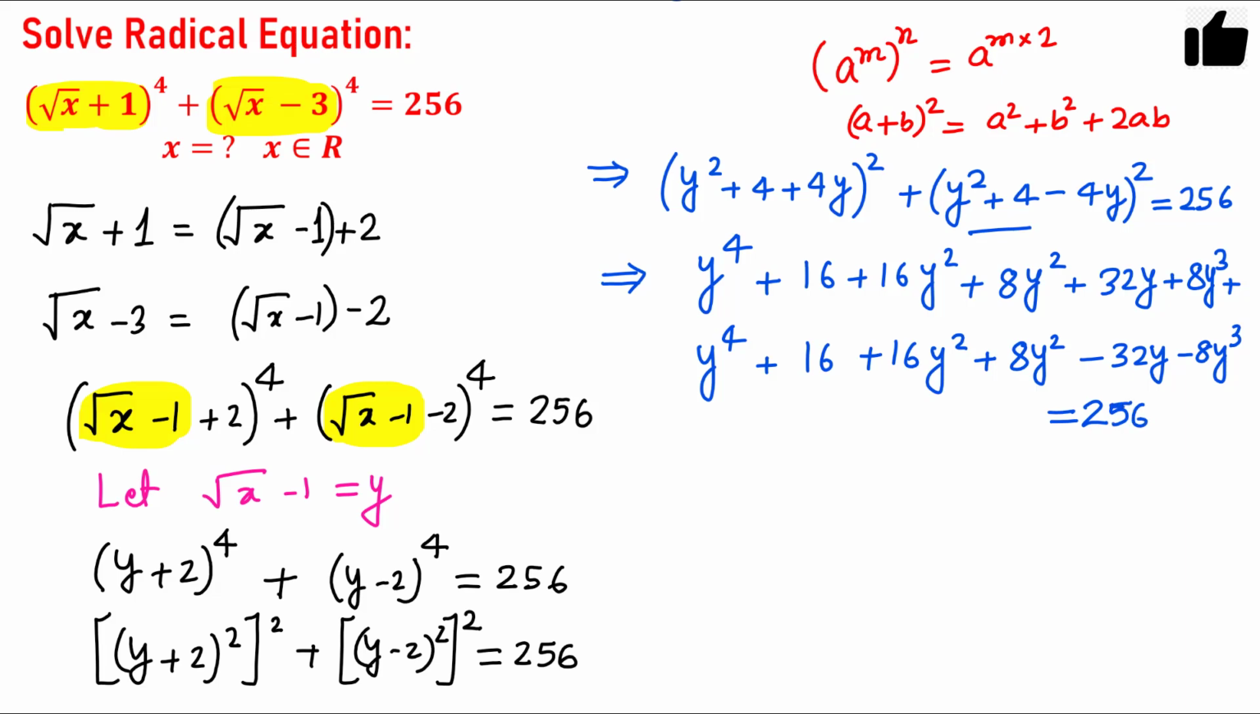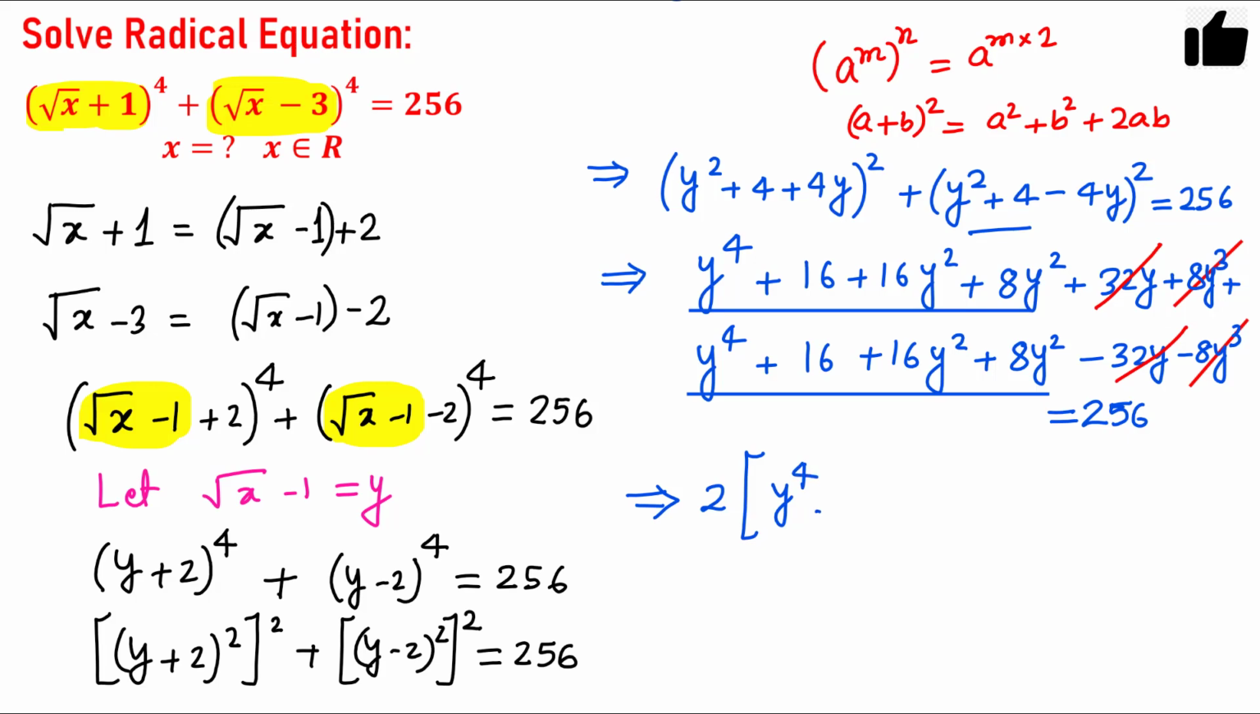Now see the advantage of making this substitution and taking the mean and all this. The major advantage is some of the terms will get cancelled. 32 y gets cancelled. Now 8 y^3 gets cancelled. So what you have is a relatively simplified version. You have 2 times, and this term is the same, so that's why I'm writing 2 times, y^4 plus 16 y^2 plus 8 y^2, and this equals 256.